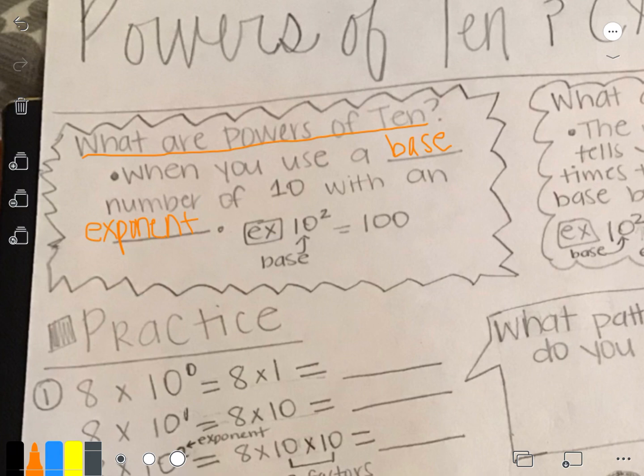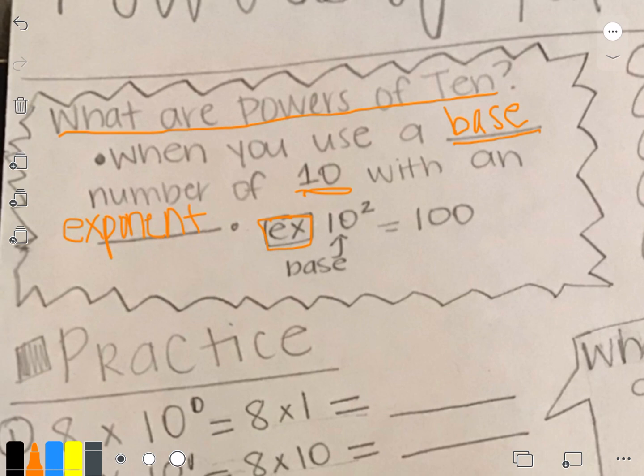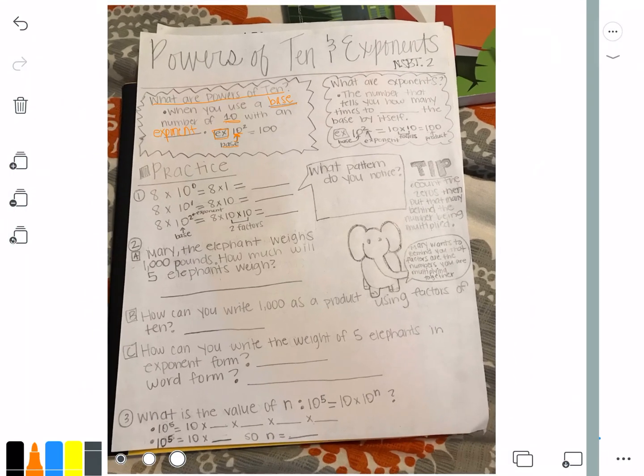So what are powers of 10? I'm going to read this through now that we have the blanks filled in. Powers of 10 are when you use a base number of 10 with an exponent. So here is our example, and I've labeled everything so you'll know what I'm talking about. Your base, I've made the arrow point to the 10 because this word base is telling you that 10 is your base. Now, I'm going to take a brief pause from here.